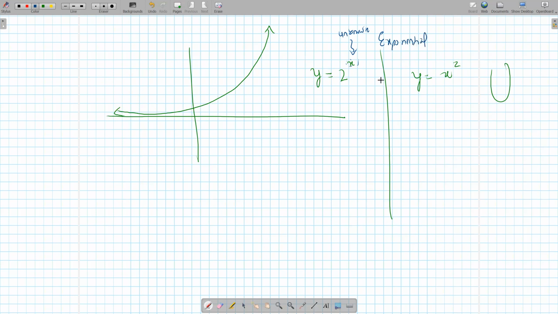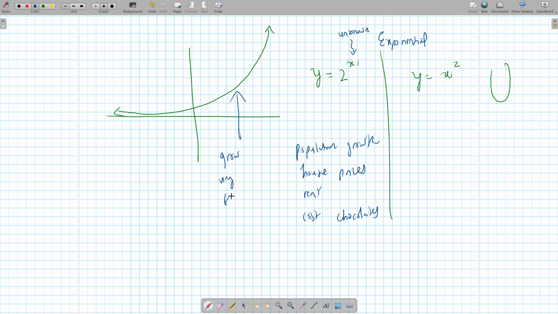Exponential. And why are these important? They're important because a lot of things in life follow an exponential model. Something like population growth, anything that grows or decays, right? Population growth, house prices, rent, yada, yada. Maybe even the cost of chocolates. A lot of these things follow an exponential model. And how is it different from quadratics? The main thing about these guys is that they grow very fast, okay? Now, what does that mean?